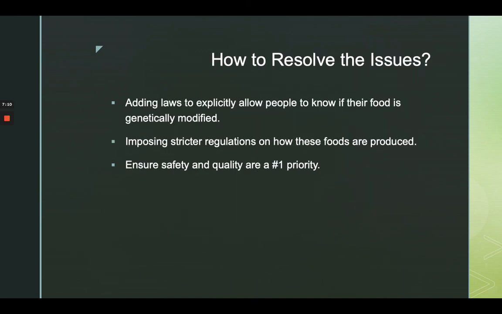So how do we resolve these issues? I would say adding new laws that explicitly allow people to know if their food is genetically modified, maybe imposing stricter regulations on how these foods are produced, and ensuring safety and quality are a number one priority. As of now, there really are no laws mandating the labeling of genetically modified crops. There are, however, an estimated 30,000 different products that are considered modified sitting on the grocery store shelves. So unless a product is certified organic, it may contain genetically modified foods.